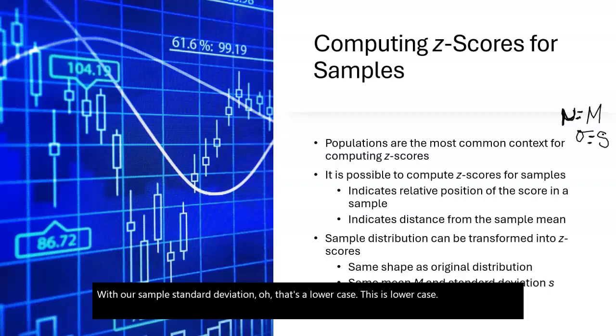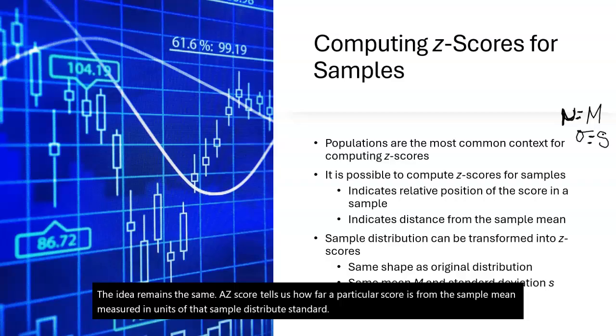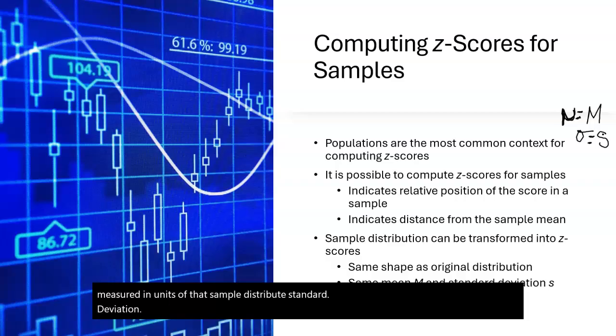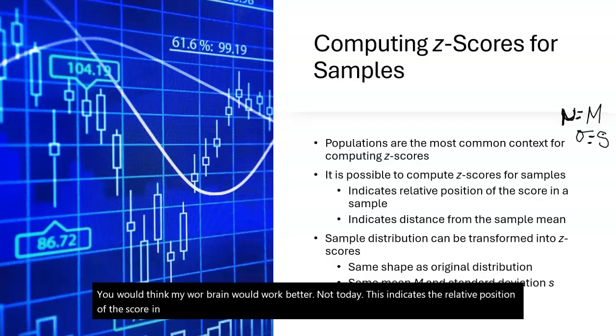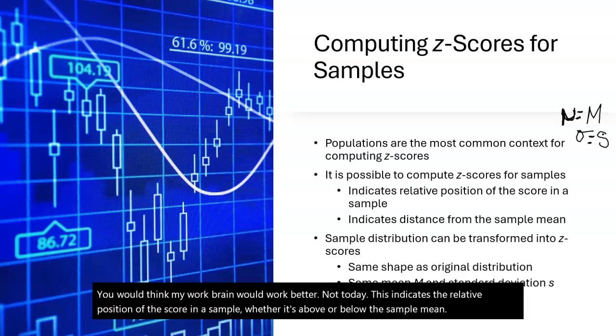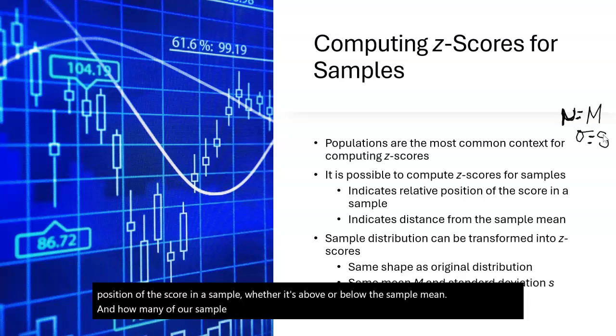The idea remains the same. A z-score tells us how far a particular score is from the sample mean, measured in units of that sample standard deviation. This indicates the relative position of the score in a sample, whether it's above or below the sample mean, and how many sample standard deviations it is. So it's the same principle, it's just different symbols.